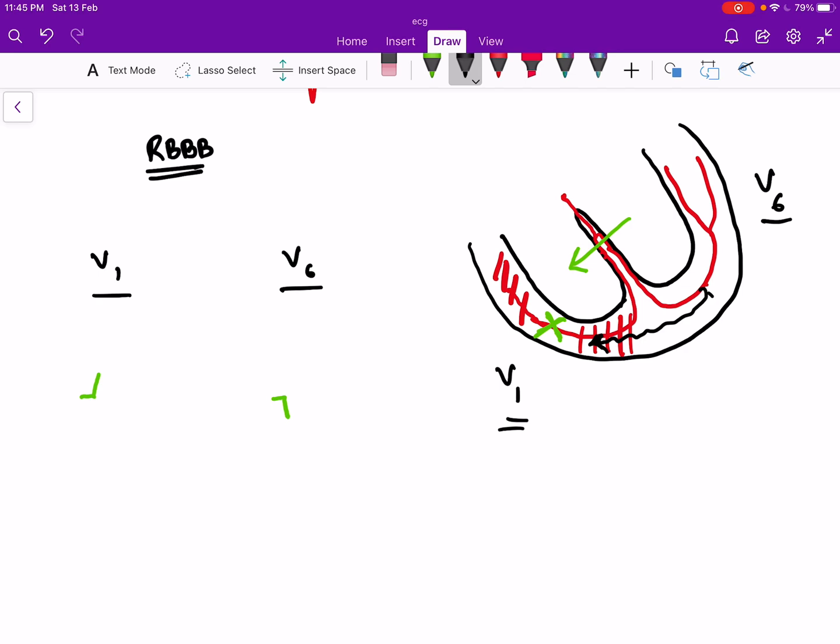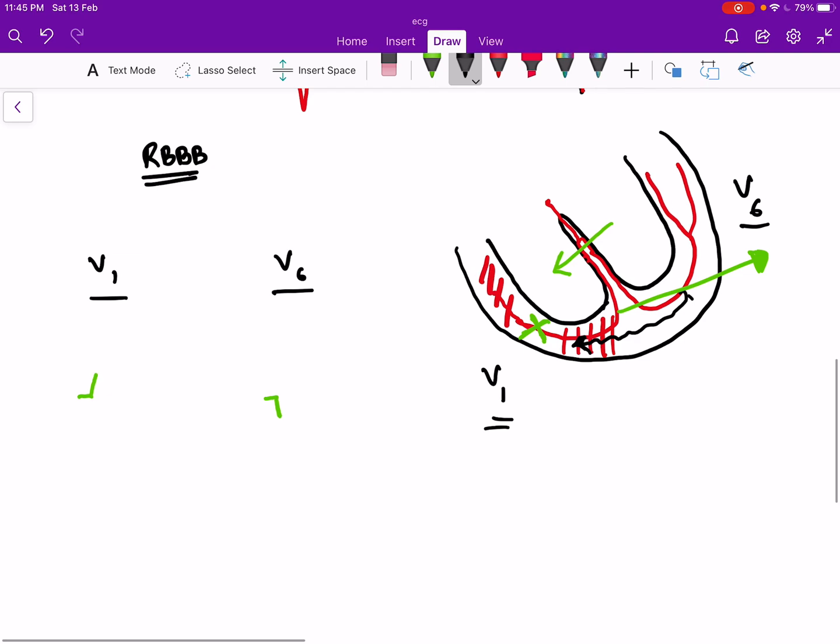So here, the initial depolarization force, as discussed in a normal person, will be towards V6, as the muscle mass of the ventricular muscle is more towards the left side. So as it is away from V1, we'll get a negative deflection in lead V1, and we'll get a positive deflection in lead V6.